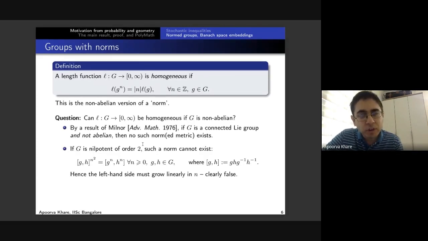If G is nilpotent of order 2, one can prove, and this calculation was carried out by Tao on his blog, that this commutator is the same as this commutator. So the n-squared power of this commutator is this. Why does this prove that the norm cannot exist?